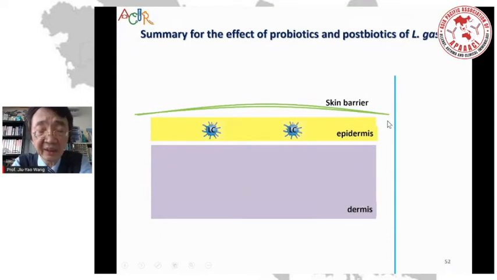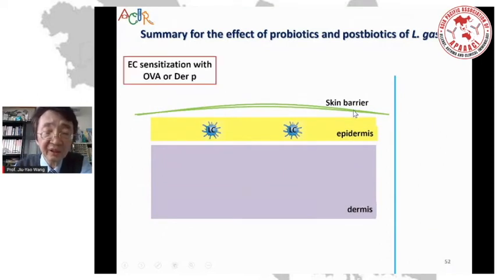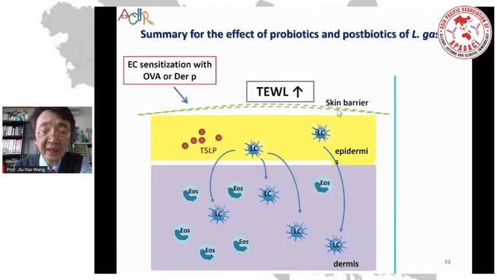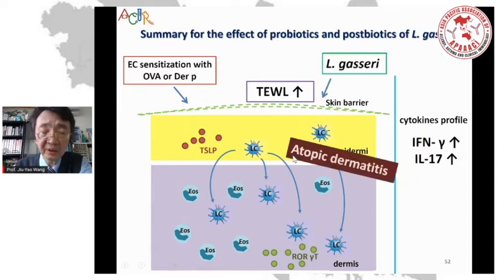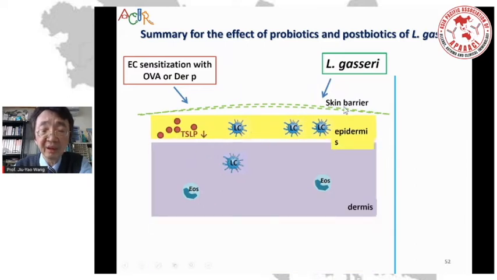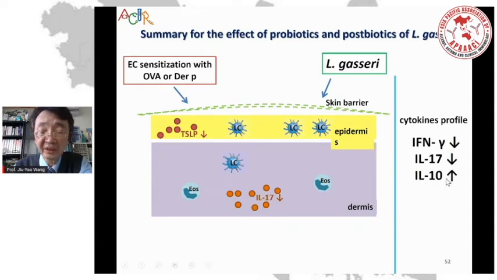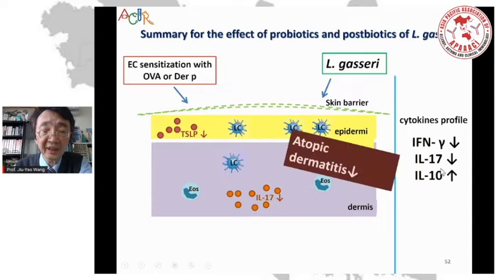And for the summary and the conclusion, we found that a lot of atopic dermatitis may be due to skin barrier defect, and they also have changes in their microbiota. So this skin barrier inflammation will increase TSLP, and a lot of mast cells will be activated, and the T cells will come out, particularly Th17 cells. And if we use Lactobacillus gasseri before the sensitization, we found they can prevent all this TSLP production and decrease IL-17 and increase IL-10.